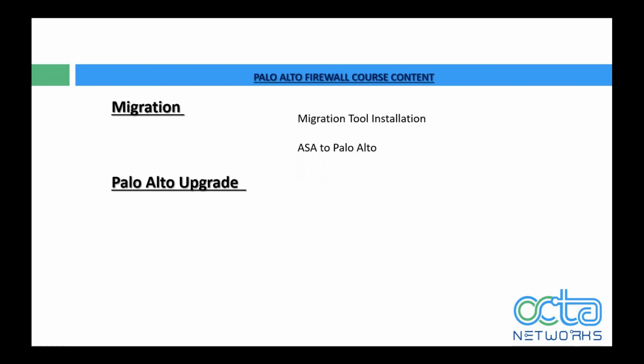That is migration. In this, we are going to cover the migration tool. After that, we will see migration from ASA to Palo Alto firewall. Upgrade Palo Alto firewall from 8.1 to 9.1.3. Dynamic updates, meaning how to update your URL database, antivirus data, threat database, and PAN-DB.